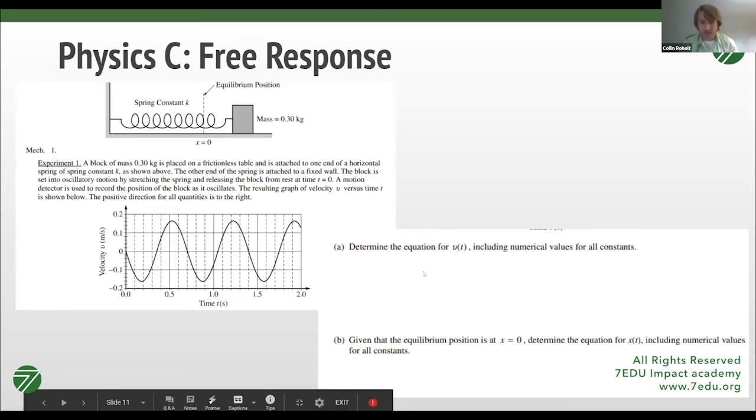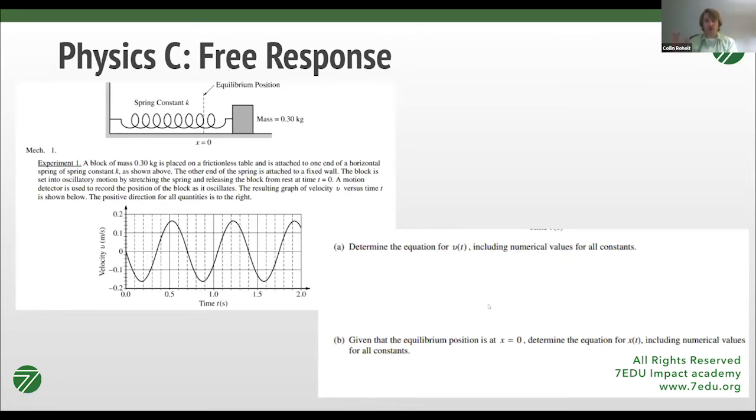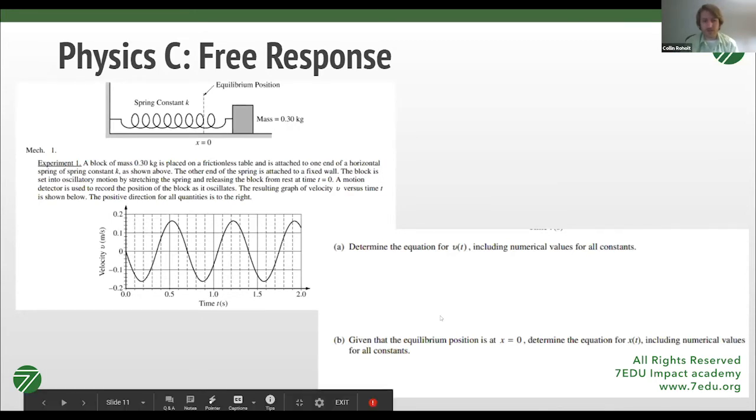So: determine the equation for v of t, including numerical values for all constants. So we see right off the bat that you're expected to create an equation based on what you know. So it's not necessarily analyzing the situation, what's going to be conceptually happening in the problem, or what aspects of this or that are incorrect. It's: what equations would we use to analyze this? How can we state that in mathematical terms? That would be much more common for Physics C.